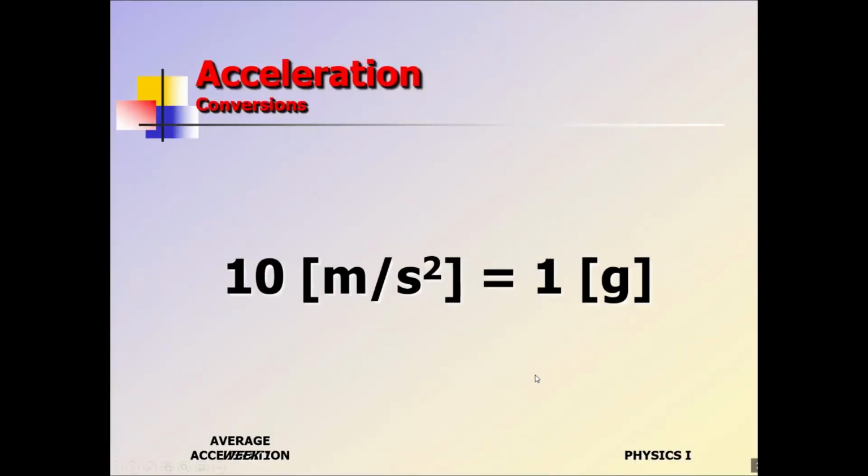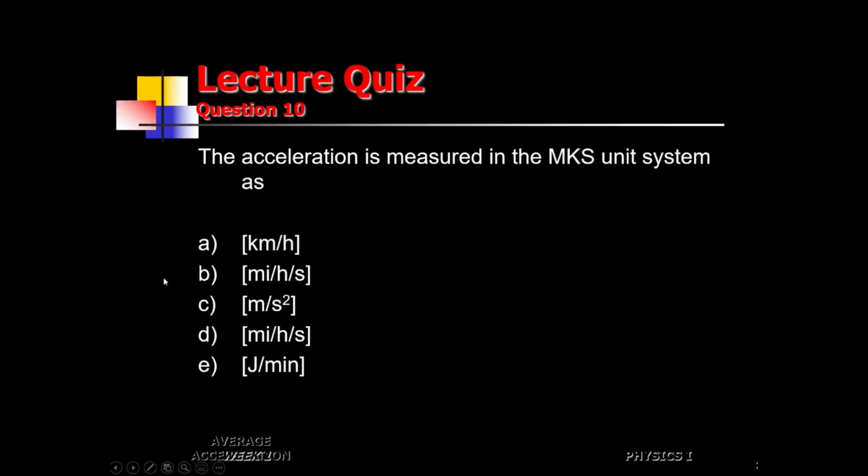Acceleration, for safety reasons, will be expressed in terms of g. 1 g is the same as your own body weight, which is roughly about 10 meters per second squared. MKS as a unit system is meters, kilograms, and seconds. Acceleration expressed in the MKS unit system will be meters per second squared. So the best answer is C.